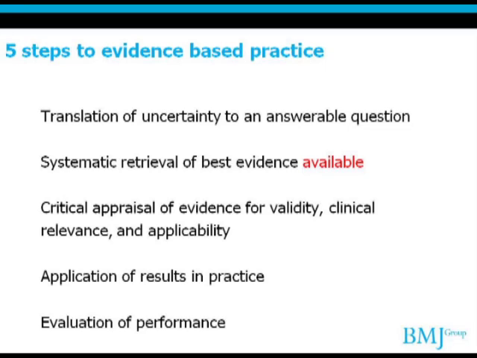This is an evidence-based conference that we're all at today, and the 5 steps that have been kicking around for quite a while now, the 5 steps to evidence-based practice, are as follows. And again, perhaps you can't see at the back because it's a titchy screen, but the first says translation of uncertainty to an answerable question, then systematic retrieval of the best evidence available. And I've put available in red because available means that you can get hold of it. And if getting hold of it means that you've got to get out your credit card and pay to view the article, often you won't, because often you don't really want to.